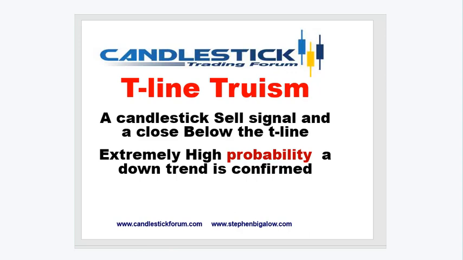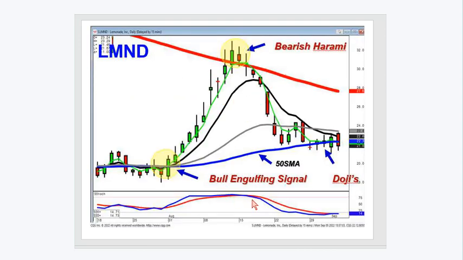So we can take that information and say, all right, if we're in the overbought area, let's go backwards. We can see the buy signal and a close above the T line, we know we're in an uptrend until we see a sell signal and a close below the T line.